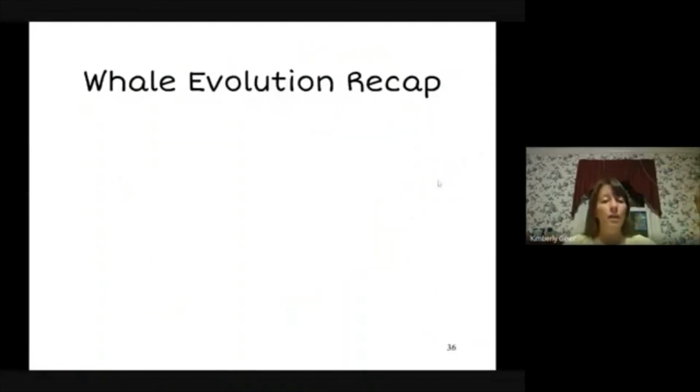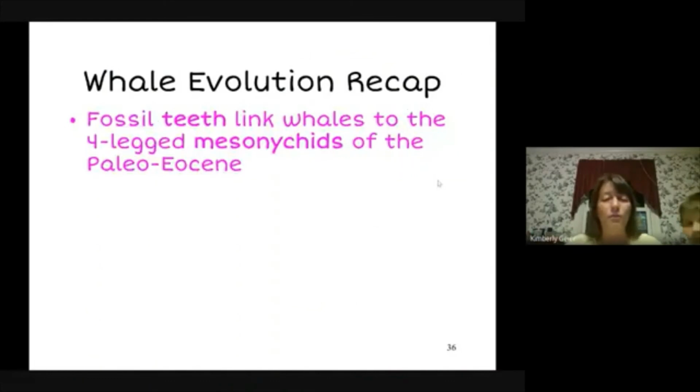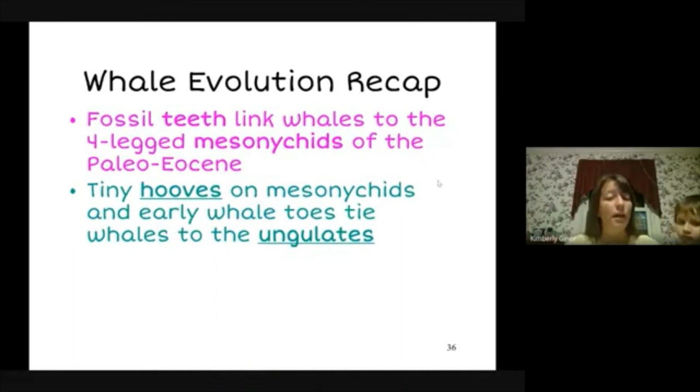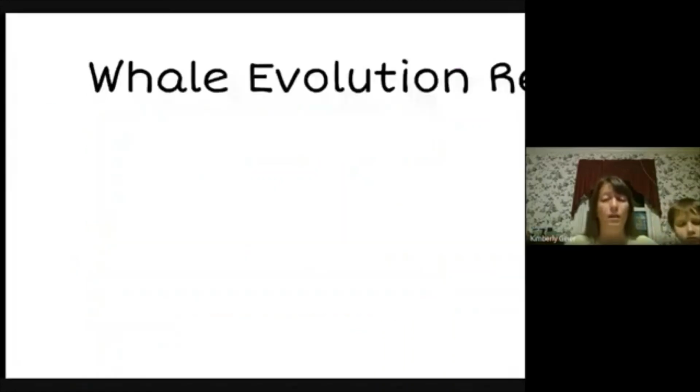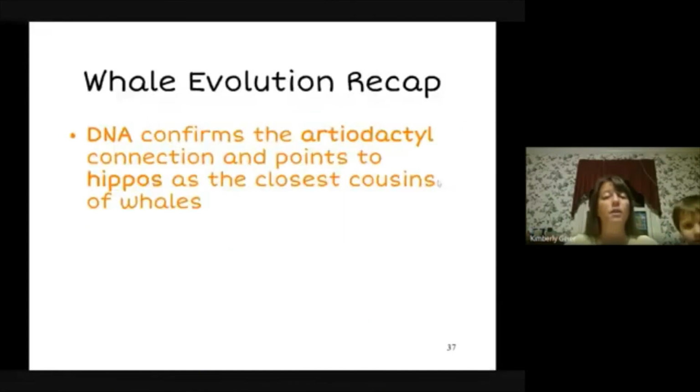So a quick recap. The fossil teeth linked the whales to the mesonychids that were four-legged. The tiny hooves clued us in that whales are related to the ungulates, those hooved mammals. The ankle bones tied us into the artiodactyls of the two orders of ungulates. Then the DNA confirmed the artiodactyls and pointed to the hippos as the closest cousins of whales.